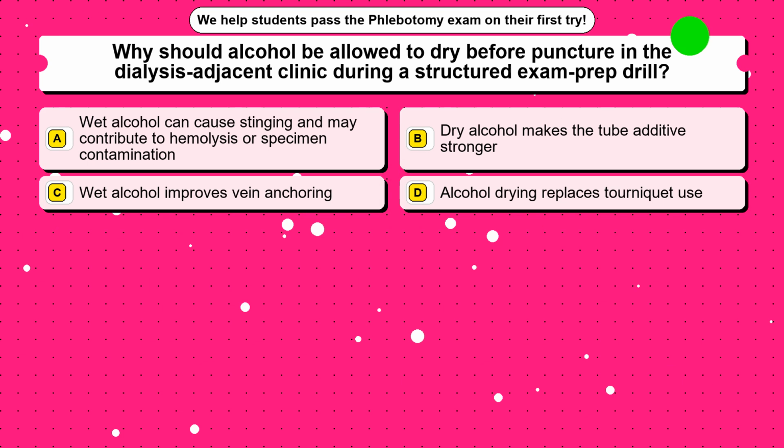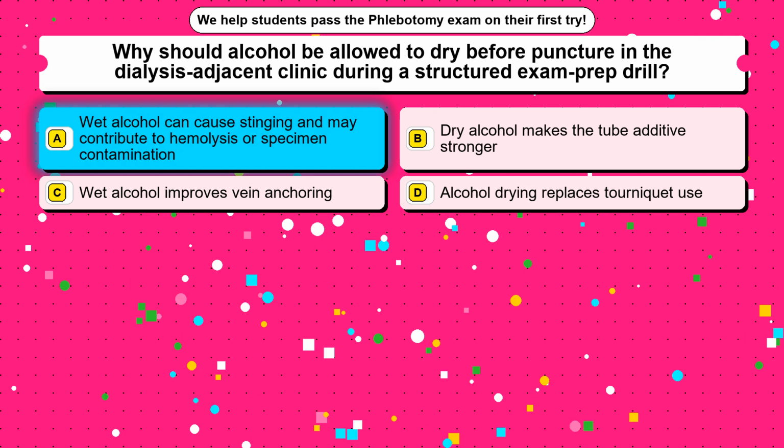Question 60. Why should alcohol be allowed to dry before puncture in the dialysis-adjacent clinic during a structured exam prep drill? Option A: wet alcohol can cause stinging and may contribute to hemolysis or specimen contamination. Option B: dry alcohol makes the tube additive stronger. Option C: wet alcohol improves vein anchoring. Option D. Alcohol drying replaces tourniquet use. The correct answer is option A.